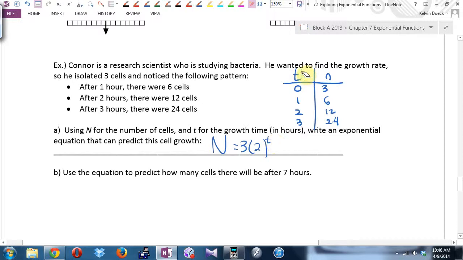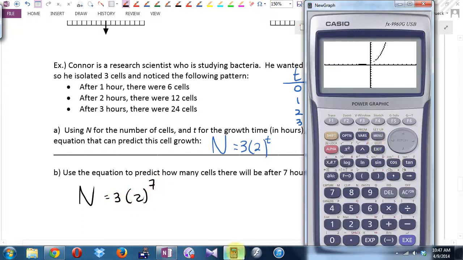This is the equation that explains it, if Connor was doing research and trying to model the growth of this bacteria and make predictions in terms of disease spread. Here it is: 3 times 2 to the t. So Connor, how many cells will there be after 7 hours? N equals 3 times 2. You can go right to your run menu. What is 3 times 2 to the 7th power? How many cells will there be after 7 hours? 384.